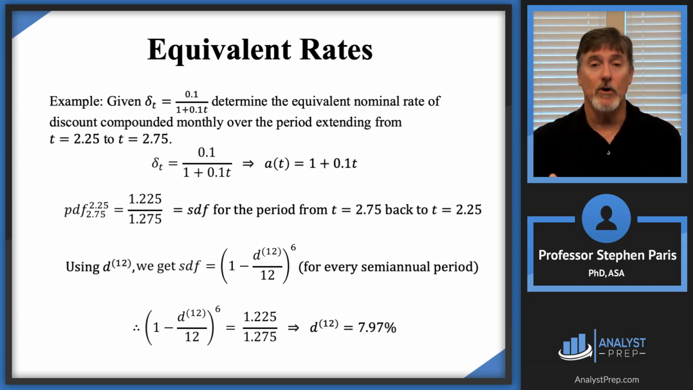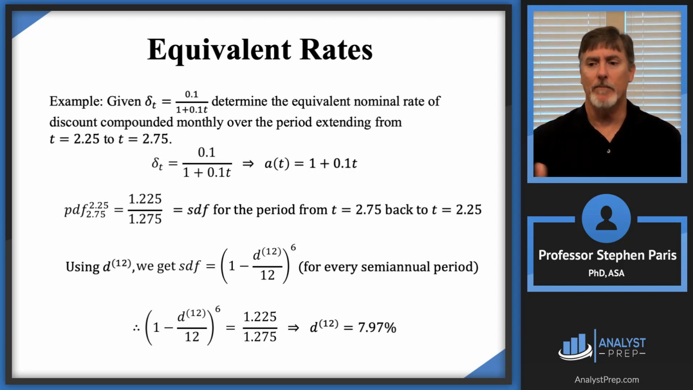Well, because they're equivalent rates, you should be indifferent to which bank you're going to put your money in, because it's going to result in the same amount. Whatever you put in at time 2.25 is going to result in the same amount at time 2.75, whether you put it in the one bank offering you a 10% simple interest rate over that period, or the other bank that's offering you a 7.97% discount rate compounded monthly over that period. That's why you should be indifferent to it. And it's a way of comparing. It's very practical. It's a way of comparing two different rates and which one's going to be better for you.